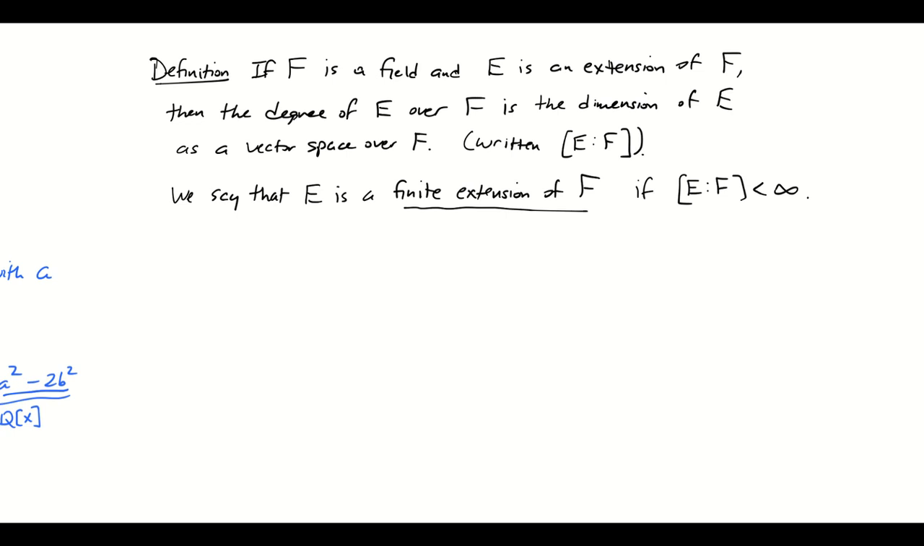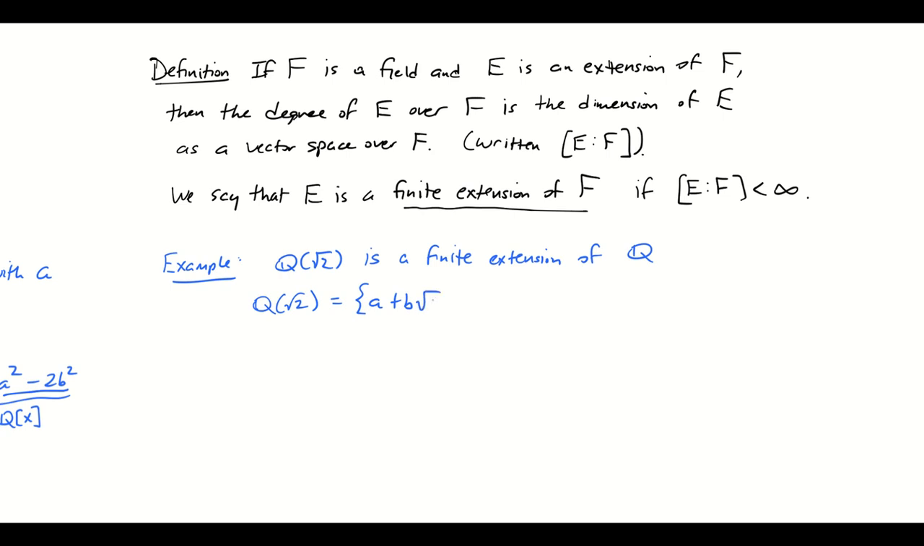Okay, so for example, Q adjoin the square root of 2 is a finite extension of the rationals, and we saw earlier that Q adjoin root 2 is the set of all numbers a plus b root 2, where a and b are rational. So because of that, Q adjoin root 2 is actually a vector space over the rationals, and a basis for it is just 1 and square root of 2, because Q adjoin root 2 is just made up of rational linear combinations of those two elements. So the degree of this field over the rationals is just 2.